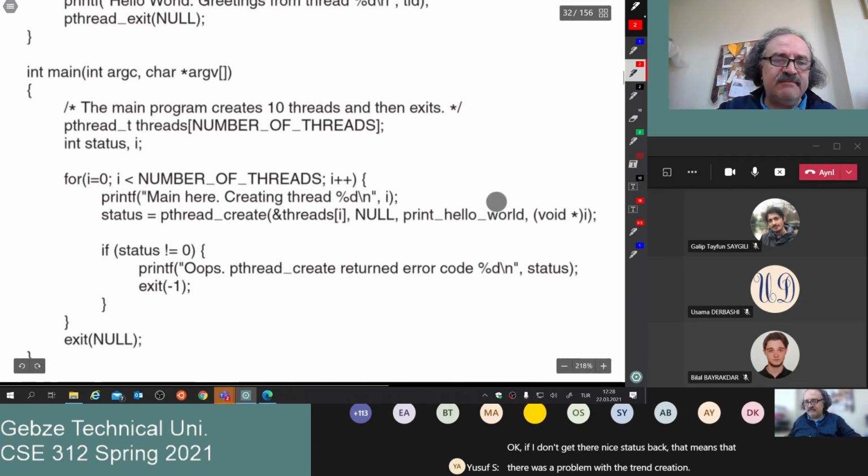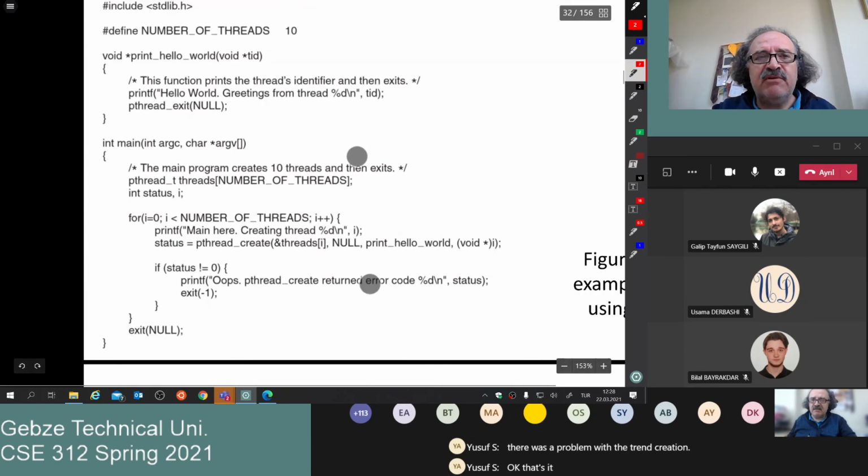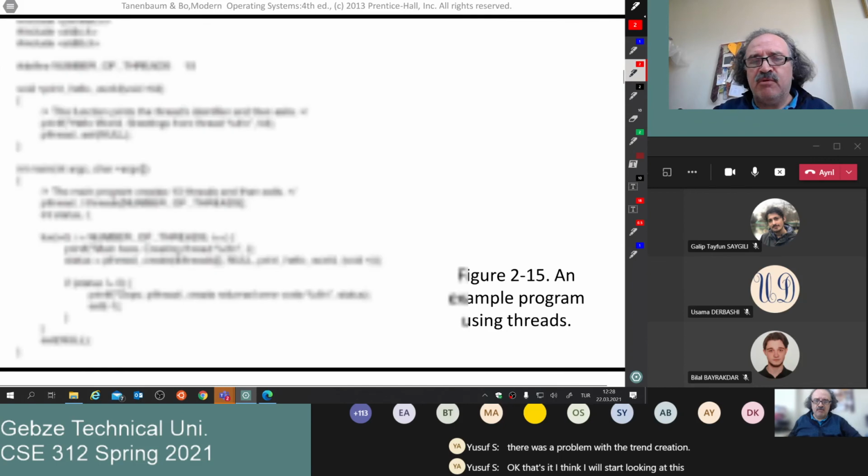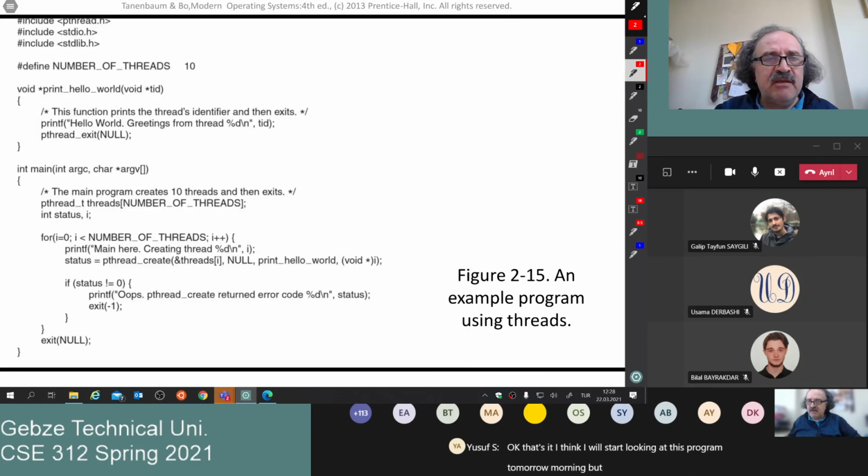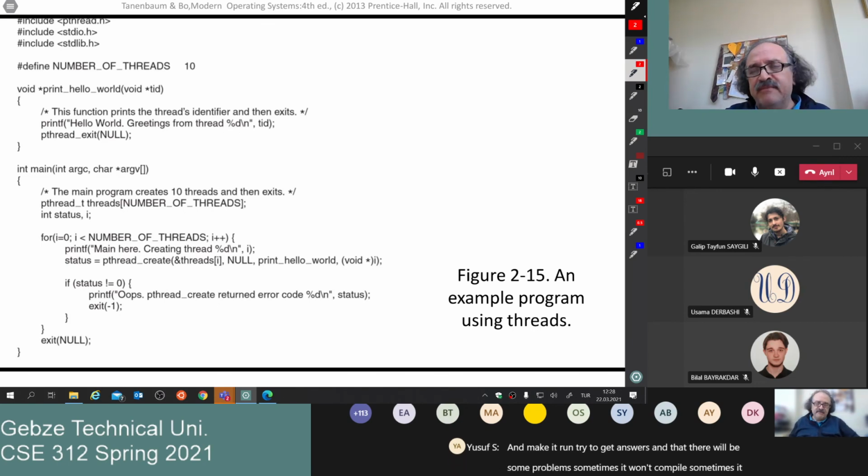That's it. I think I will start looking at this program tomorrow morning. But before coming to class, please type this in and make it run. Try to get answers, and there will be some problems. Sometimes it won't compile, sometimes it doesn't run the way you want. Try to figure out the problems, and we will discuss this program tomorrow.